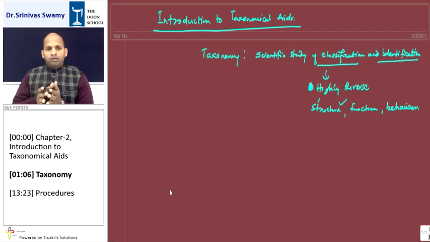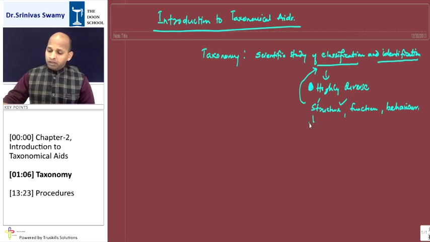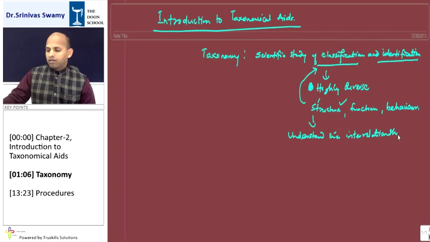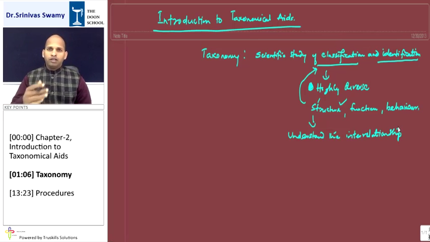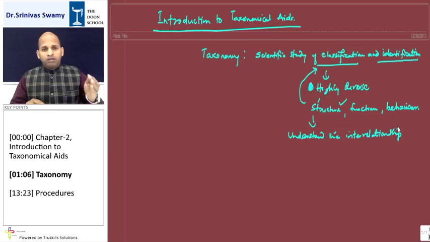And for study of these organisms, classification is essential. For identification and study of these organisms, classification is very essential, and it also enables us to understand the interrelationship between them. So, taxonomy is very, very important, isn't it?